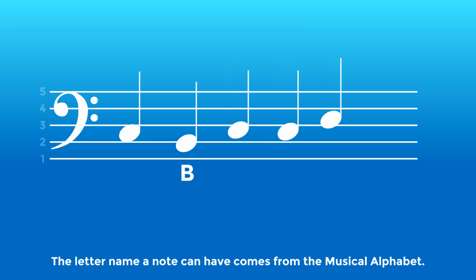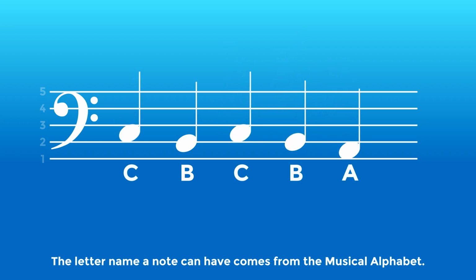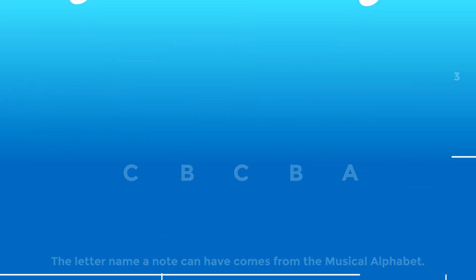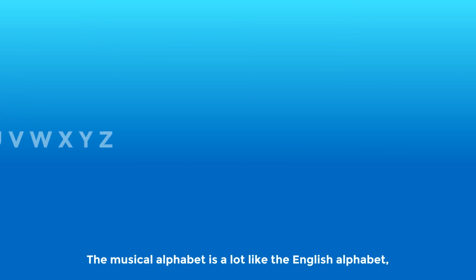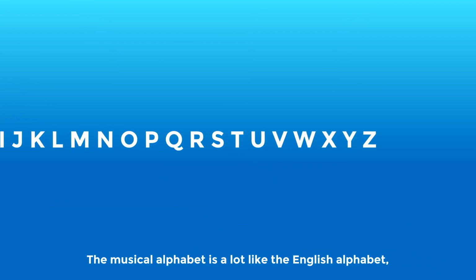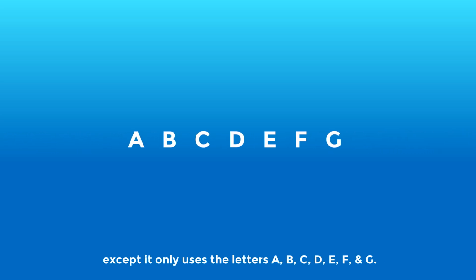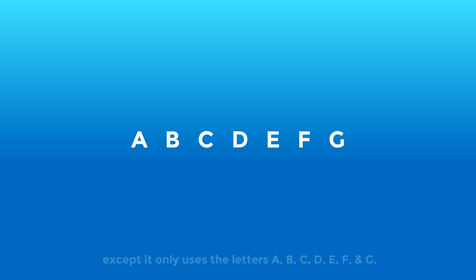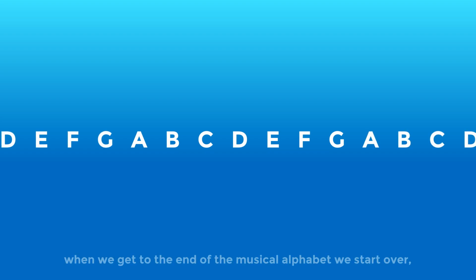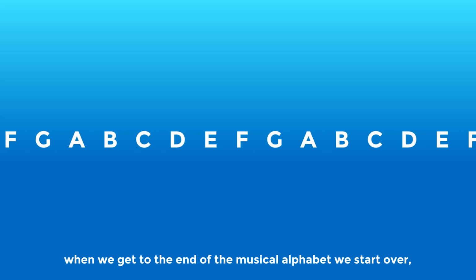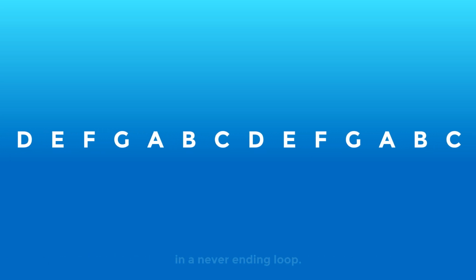The letter name a note can have comes from the musical alphabet. The musical alphabet is a lot like the English alphabet, except it only uses the letters A, B, C, D, E, F, and G. Unlike the English alphabet, however, when we get to the end of the musical alphabet, we start over in a never-ending loop.